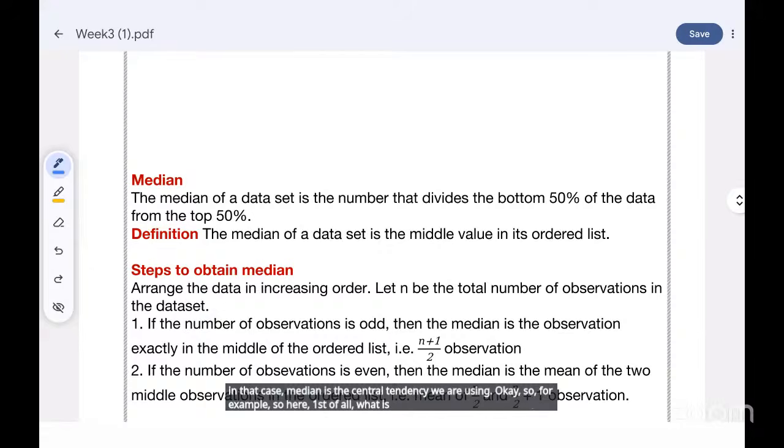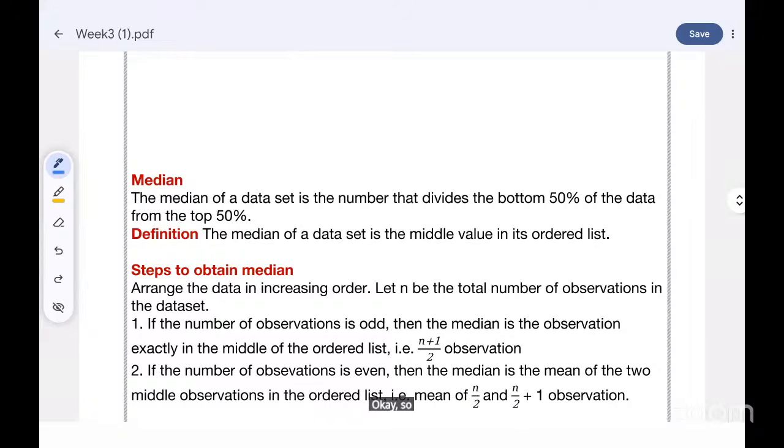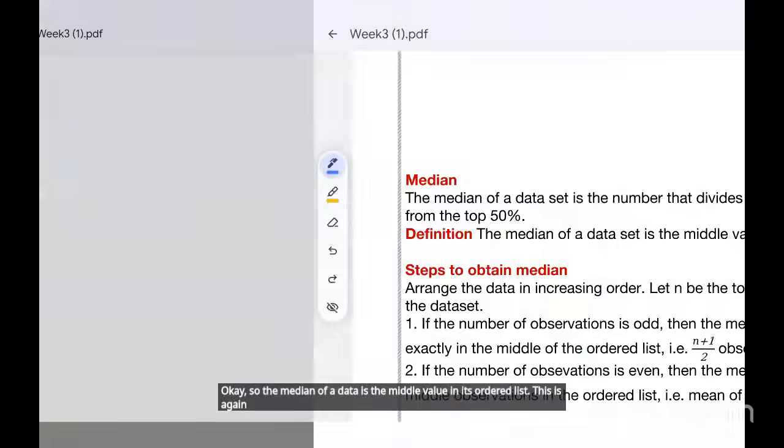First of all, what is the median? Let's try to understand, then we'll move to examples. The median of a data set is the number that divides the bottom 50% of the data from the top 50% of the data, right? So the median of a data set is the middle value in its ordered list. This is again very important.